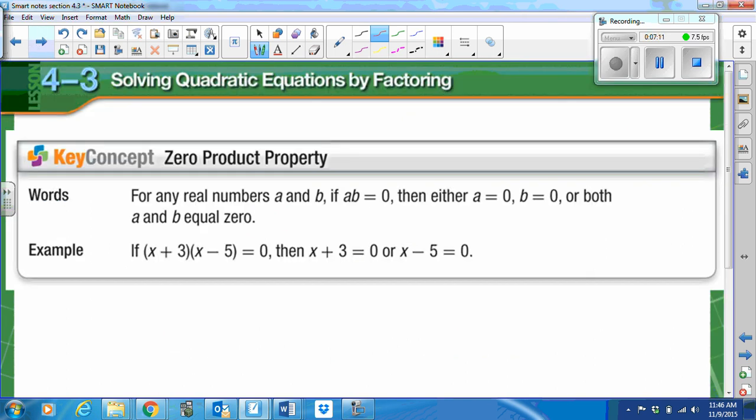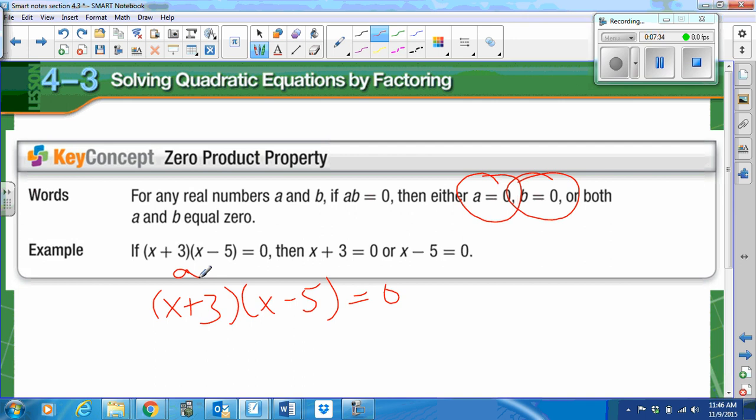So the zero product property, which is what we've been basing all of this on, states that for any real numbers a and b, if a times b equals 0, then either a equals 0 or b equals 0 or both. And so in factored form, what we're looking at is x plus 3 times x minus 5 equals 0. What values of x would make that 0? This is essentially a, and this is essentially b.